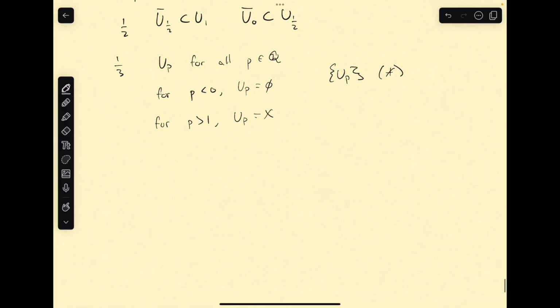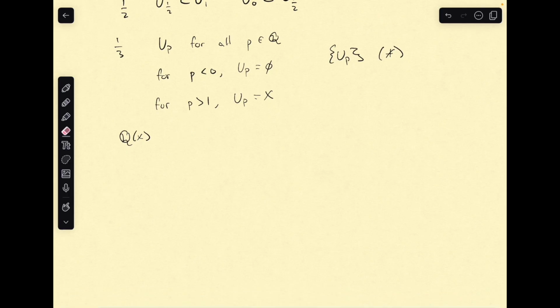Okay, so now we're going to define this set. I'll call it Q of x, where x will be an element of our topological space that we're working with, and Q of x is going to be equal to all the rationals p such that the corresponding U of p contains x. And I drew this flipped because I accidentally put the open set first, so really this is what I meant.